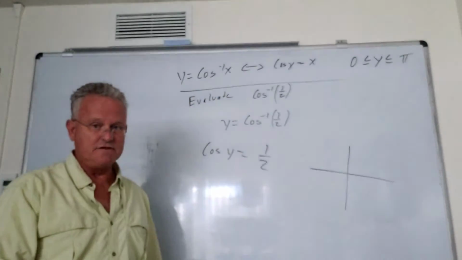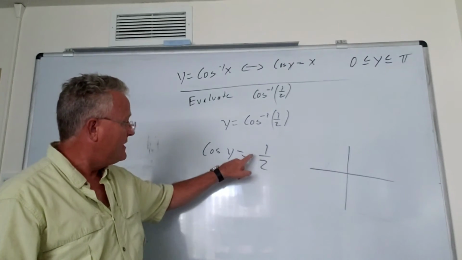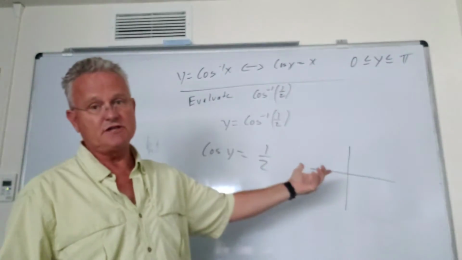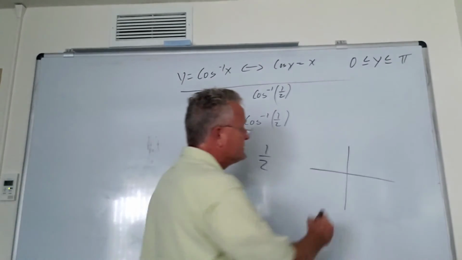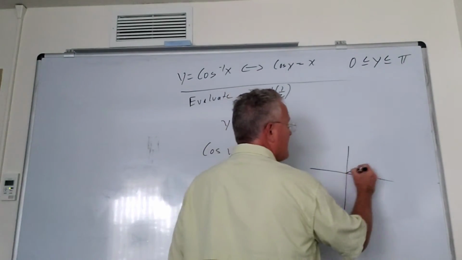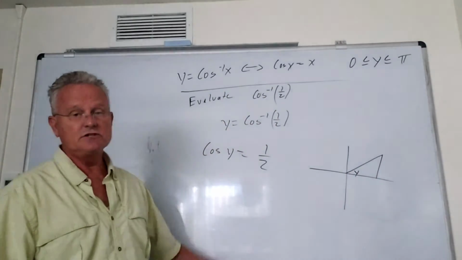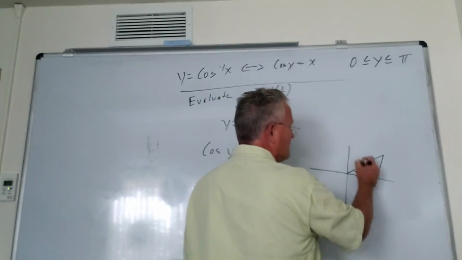Cosine is negative in the second quadrant. If this was negative 1/2, we would draw our reference triangle in the second quadrant. But it's positive. All trig functions are positive in the first quadrant. Cosine is adjacent over hypotenuse, 1/2.